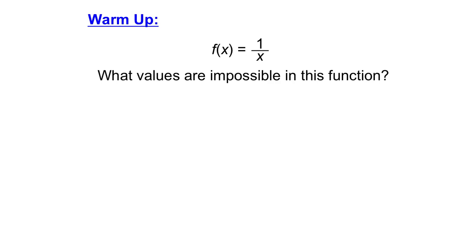Hello everyone. Before trying this next lesson, let's start with a warm-up. Here's a function f of x equals 1 over x. What values are impossible in this function? So just to clarify, what values of x will not work? Pause the video, see what you can come up with, and then check back in.